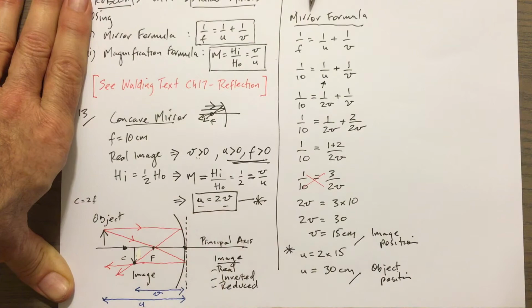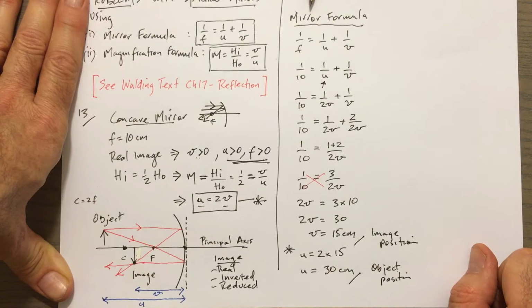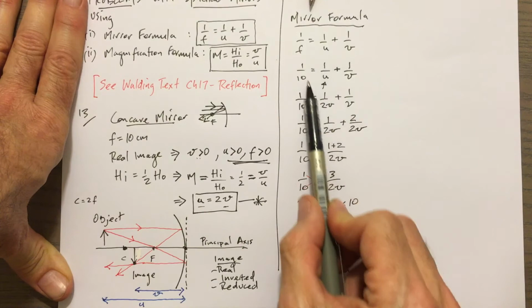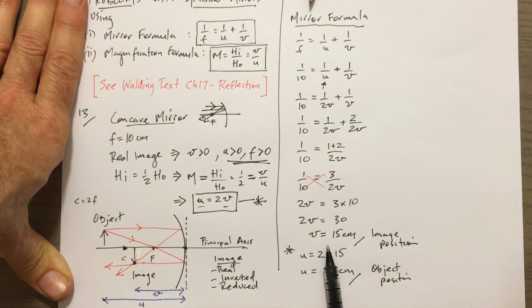Okay, so that's actually not too difficult a problem. It did involve application of both formulas. And of course, we didn't immediately know what either U or V was equal to. We had to do a bit of solving simultaneously, substituting in here and whittling this formula down to something where we could deal with it.